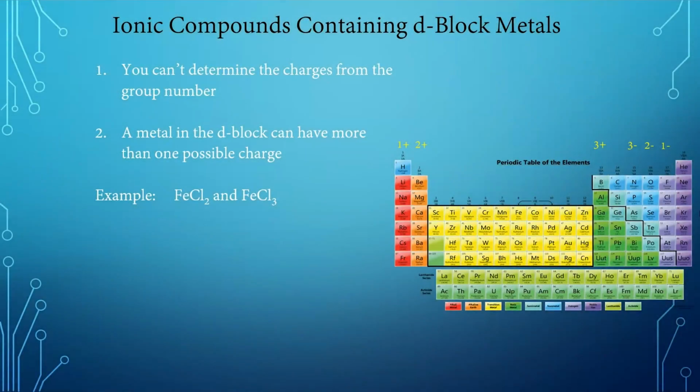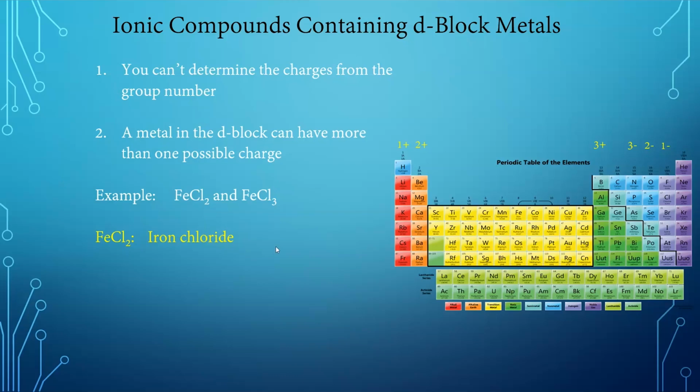Let's consider an example of iron and chlorine. Iron and chlorine form 2 different compounds, FeCl2 and FeCl3. If we were going to name those using our rules that we've learned, FeCl2 would simply be iron chloride. Just like we did with the S and P block elements, the first element we just used the name, and the second element we changed the ending to "ide."